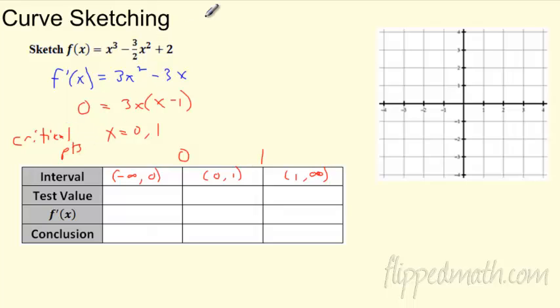We got to figure it out right here. So once we set up, these are my critical points I'm going to check. I'm going to test some points. So you got to think of a number. What's the number between negative infinity and 0?